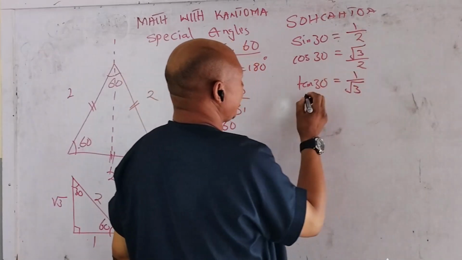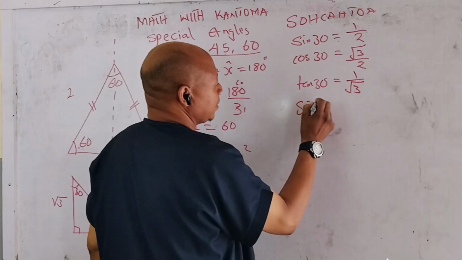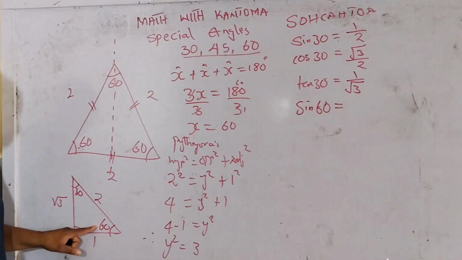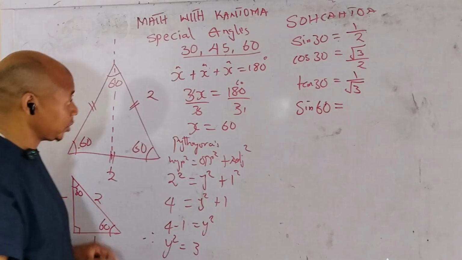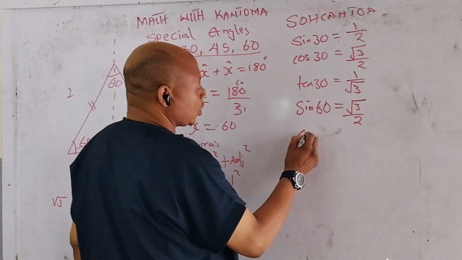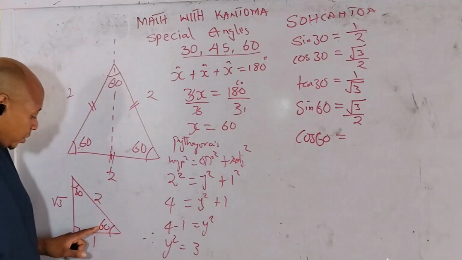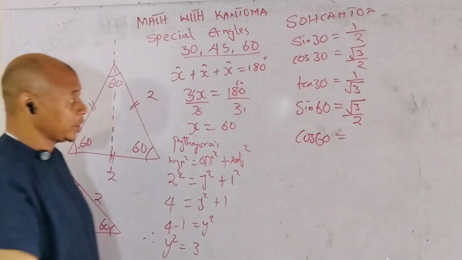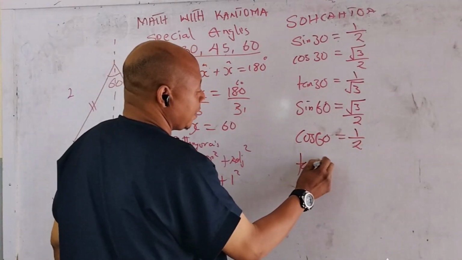Then next, let me find sine 60. Sine of this angle, 60 degrees, is going to be opposite over hypotenuse. Opposite to 60 is root 3, hypotenuse is 2. So I have root 3 over 2. Then cos 60. Cos of this angle, 60 degrees, we said is adjacent over hypotenuse, which is 1 over 2. Then tan 60.